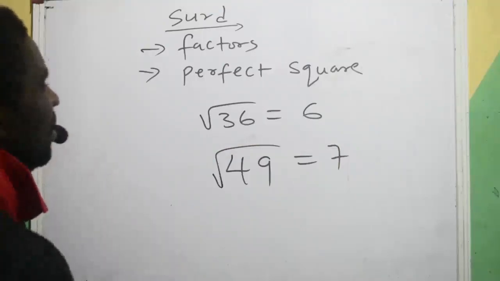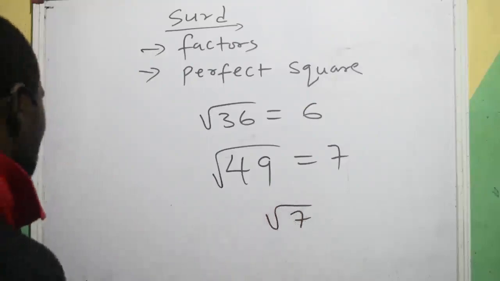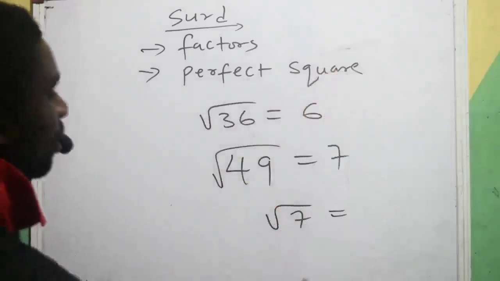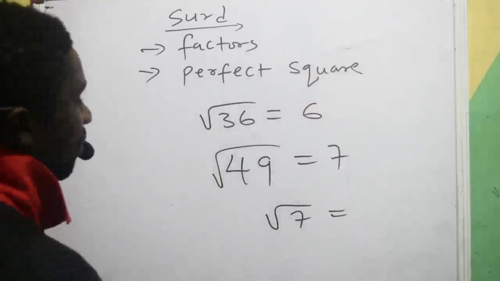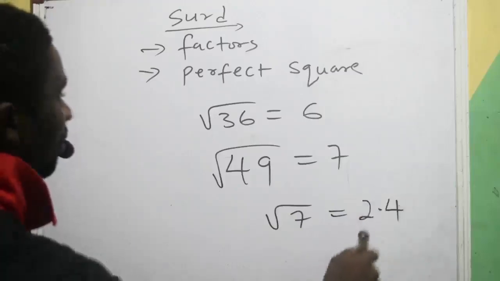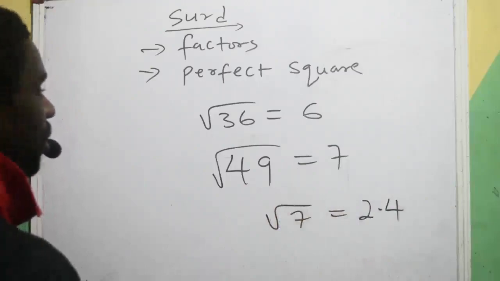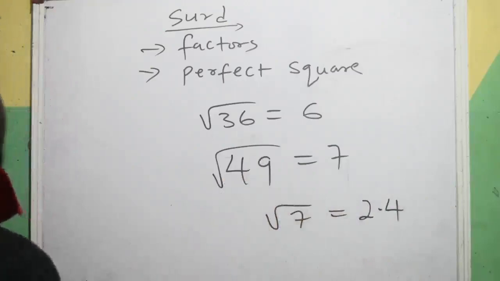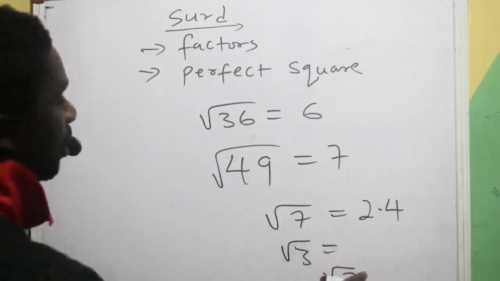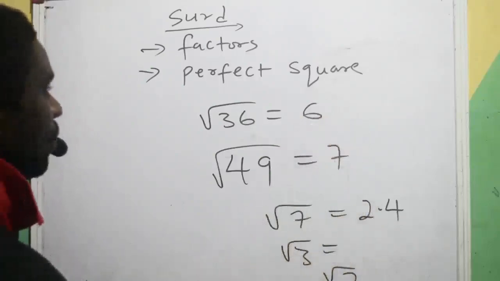So what happens in a situation whereby you take the square root of 7? If you take the square root of 7, it can never give you a whole number or an integer. Rather, it will give you something like 2 point something, probably 2.4 and so on. But the most important thing is the result will never be an integer or whole number. They will never give you a straightforward answer.